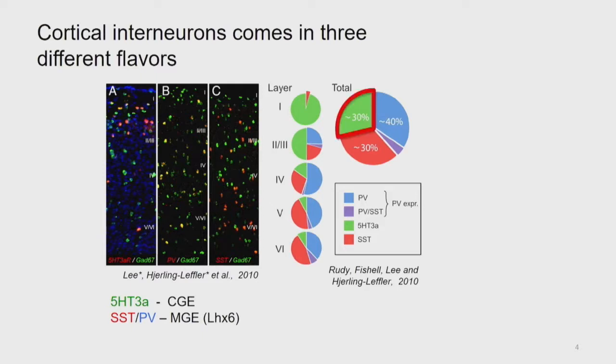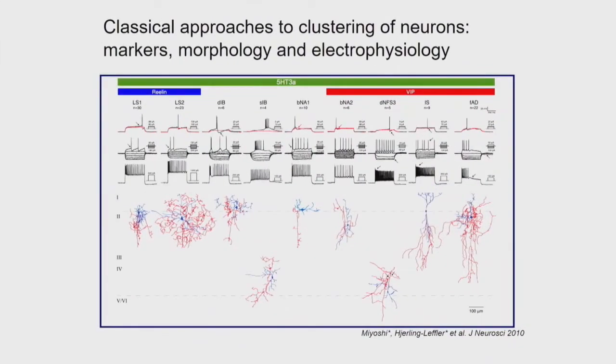But if we just look at the green ones, and look a little bit more in detail, what you'll see is these neurons, they're all expressing 5-HT3A receptor. They are residing in different layers of the cortex. They have very different electrophysiological profiles, and they also have different morphologies. And there is residual variability when it comes to expression of other genes.